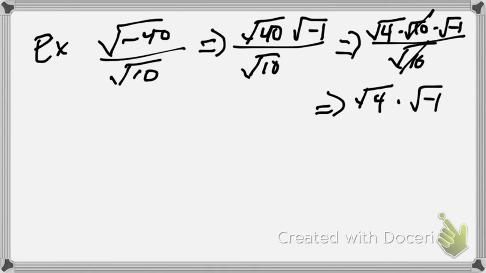And so that's going to give us 2i. Square root of negative 1 is i. Square root of 4 is 2. So there's your answer. Next one.